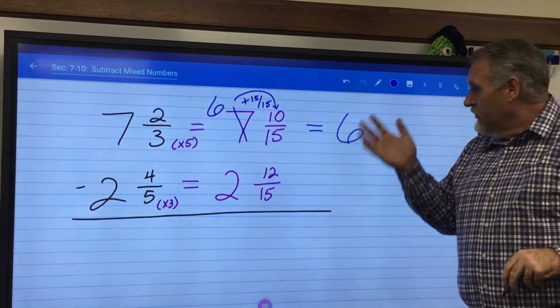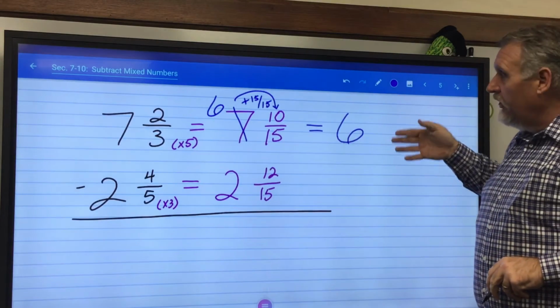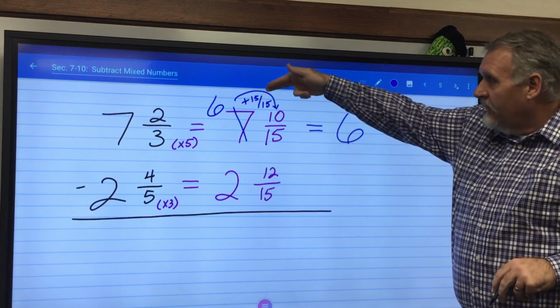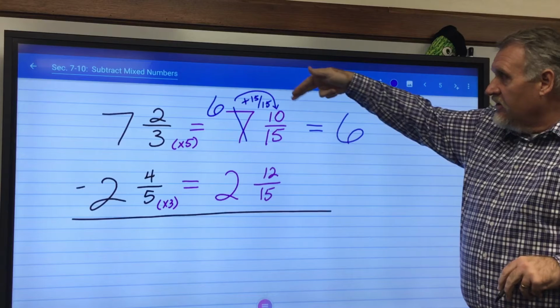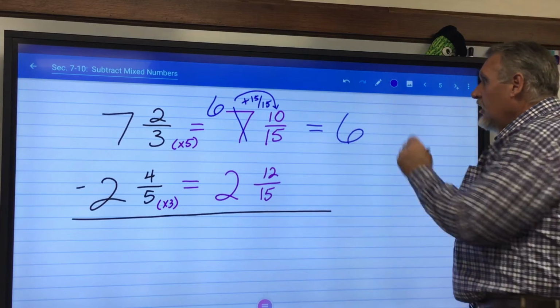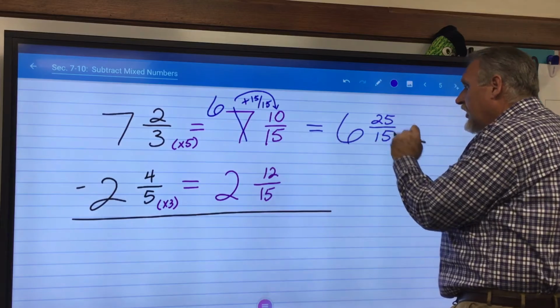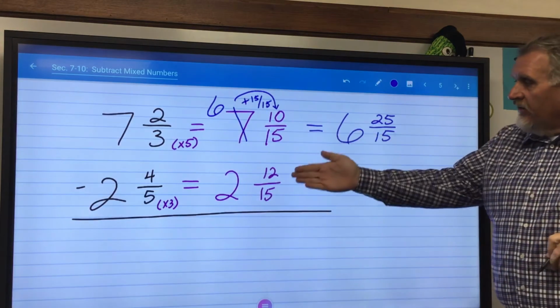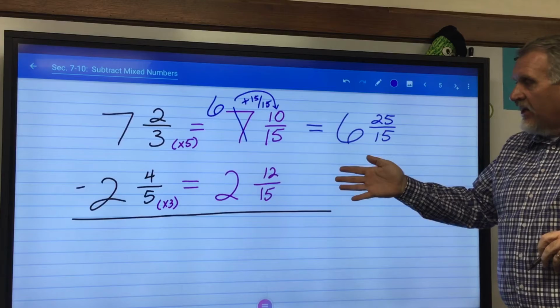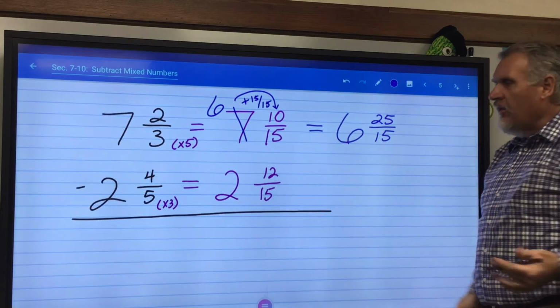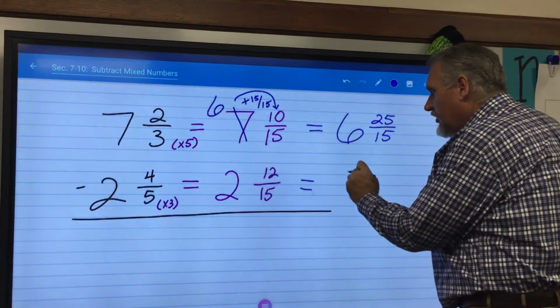So I'm still building this new mixed number over here. I've already moved my 6 across. Well, let's add my fraction. 15 fifteenths plus 10 fifteenths, 25 fifteenths. Okay? Never going to have to mess with the bottom fraction or mixed number, at least not as far as the borrowing and regrouping, all that. I'm never going to have to do that on the bottom. Just move it over.